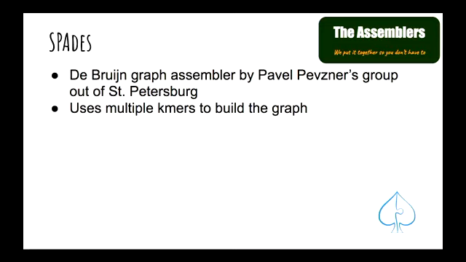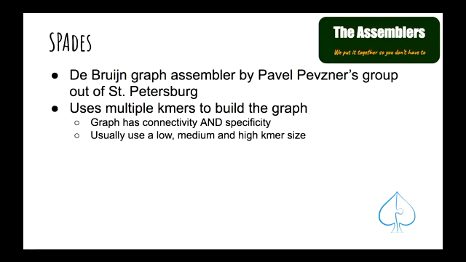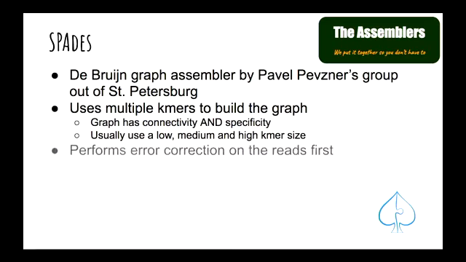We picked 3 different k-mer sizes, and then SPAdes builds a de Bruijn graph for each k-mer size, and then looks for connections between those graphs and builds a metagraph, so that it can use the loop-solving parts of the high k-mer graph, as well as connecting the disparate parts of our graph in the low k-mer end. And so the final graph, or the metagraph, has connectivity and specificity. And usually we use a low, medium, and a high k-mer size.